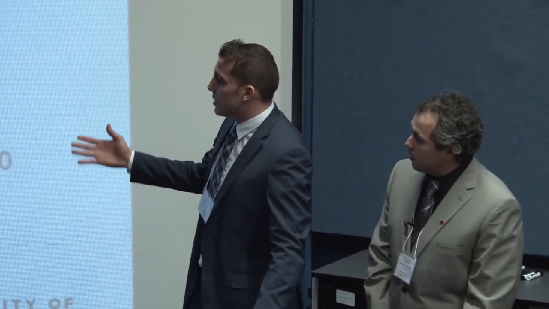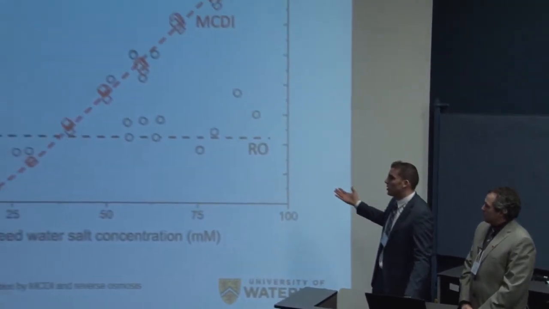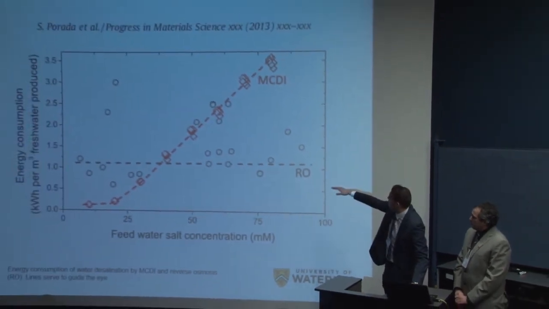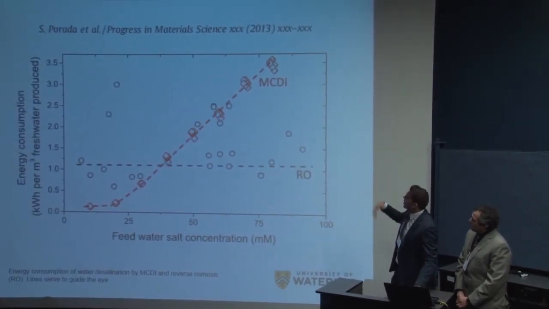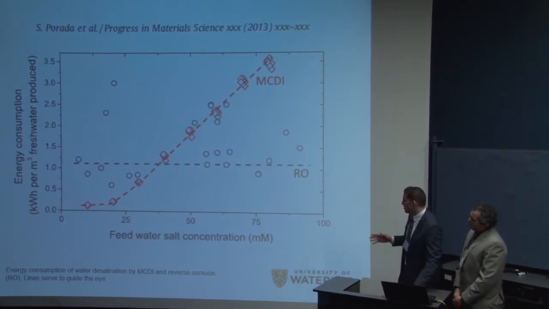And this is just a graph showing the energy consumption. Reverse osmosis is just removing water. It's not relative to the saltwater concentration, so it's flat. That's the RO. But MCDI, the capacitive deionization, after around 30 millimoles, becomes not as efficient.